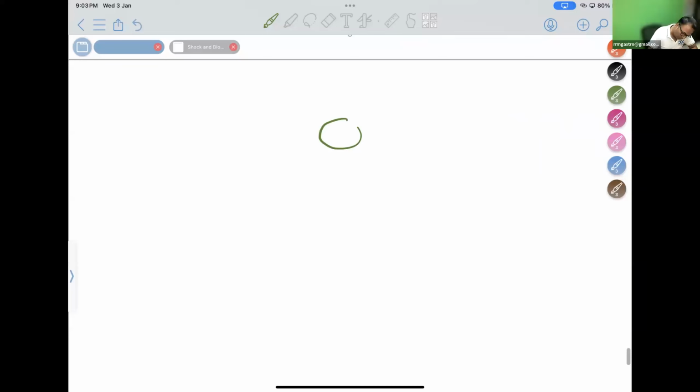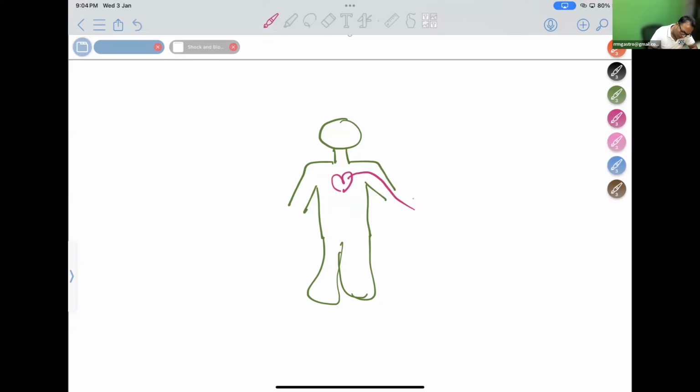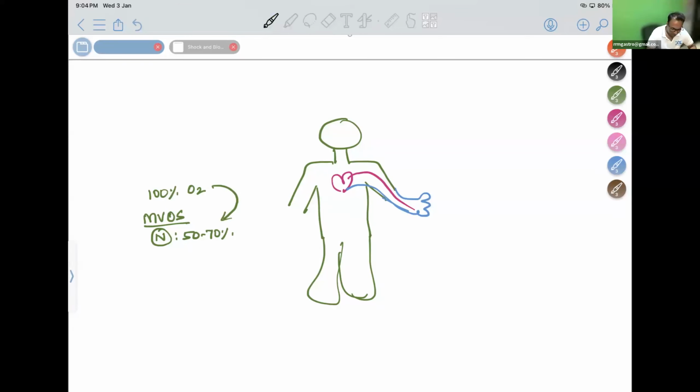So MVO2 is nothing but, please understand this diagram. This diagram I have told, same diagram. So I am going to give oxygen that is going to the peripheries. Peripheries are consuming the oxygen and it is coming back. So as it is coming back, see, MVO2, mixed venous oxygen saturation, normal value is 50 to 70%. If I give 100% oxygen, the amount of oxygen returning back is 50 to 70%. This is the normal value.